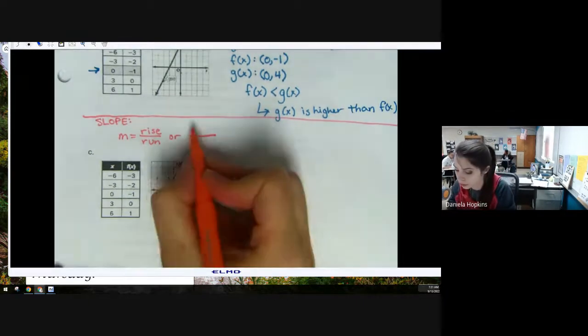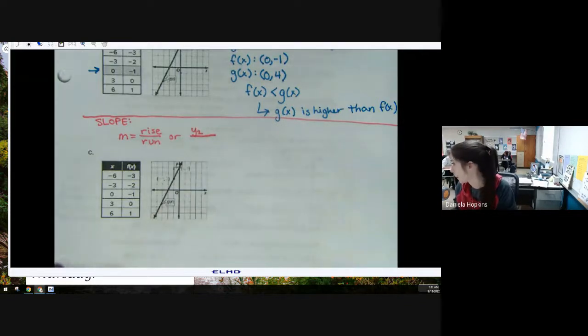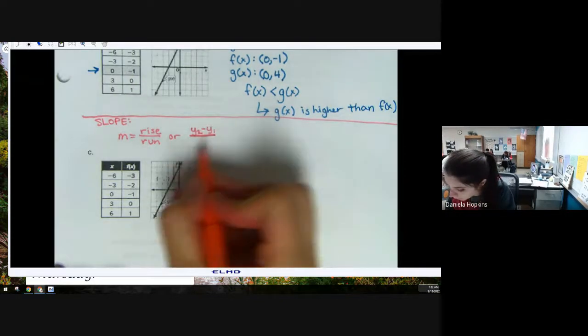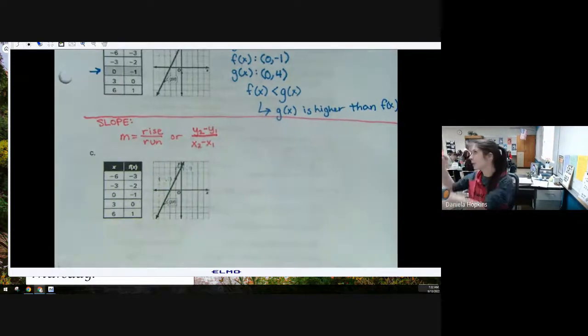What if I get you started? If I say y2, can you give me the rest of it? Plus y1. So close, not plus. Minus y1 over x2 minus x1. And we usually mix up if it's y or x on the bottom, but rise is your y. So that's why it's y on the top.